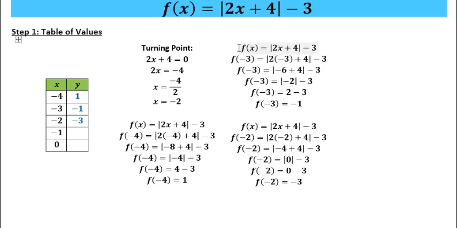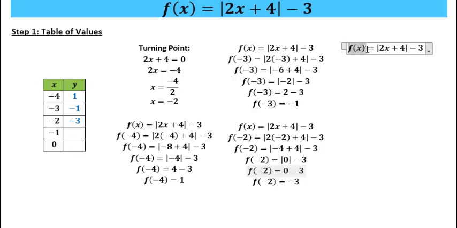There we go. We're gonna copy the formula again, and we're gonna work with the next number, which will be -1. Okay. So I'm gonna copy the f(x), but instead of x, I'm gonna put -1. Then vertical bars, which is absolute value, 2 inside parenthesis -1 plus 4, I close the absolute value, -3.